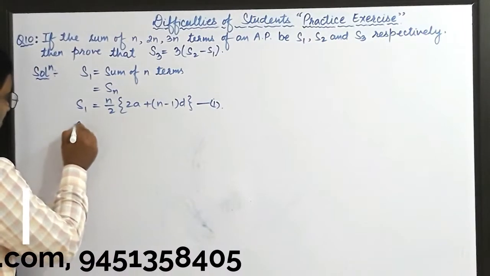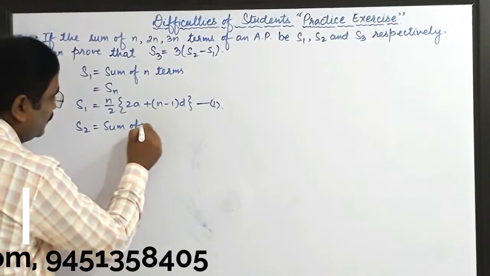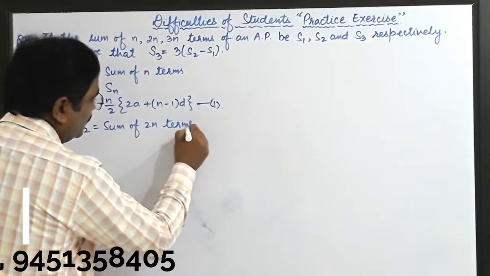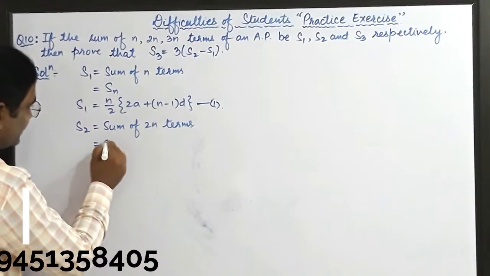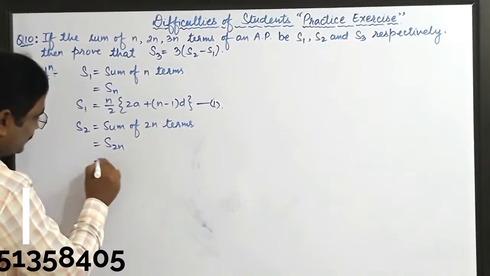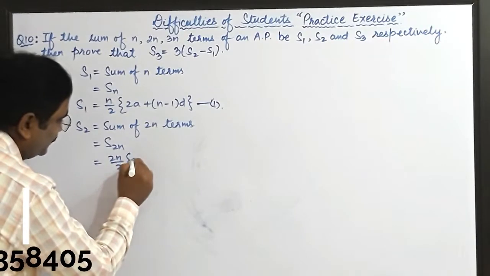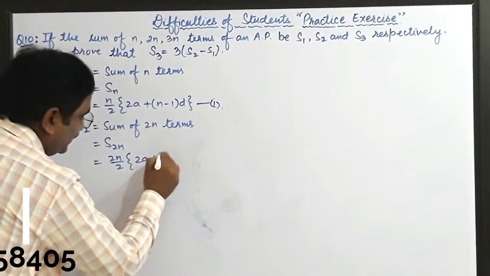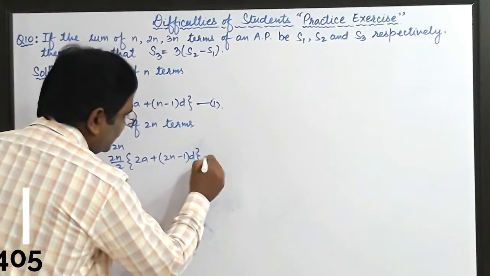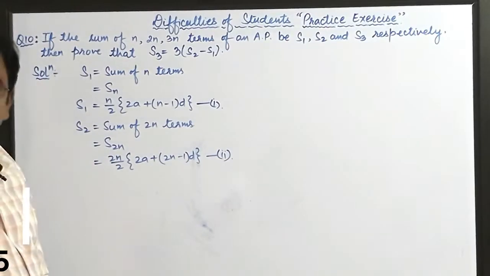S2 is the sum of 2n terms. Therefore, it can be written as S2n, and this S2n can be written as 2n upon 2 into 2a plus 2n minus 1 into d. Say it is equation number 2, right?